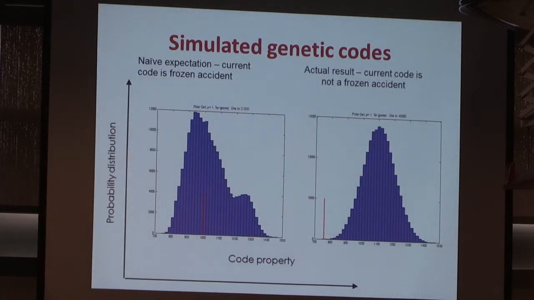So here's the example of what you would get if you looked at the probability distribution of the figure of merit. A frozen accident, a random code, would give you a distribution like this. And if the actual genetic code is in the middle there, that says the genetic code is basically something that you would get at random. If, on the other hand, the actual genetic code has a score which is very different from what you get at random, that shows that it has evolved.